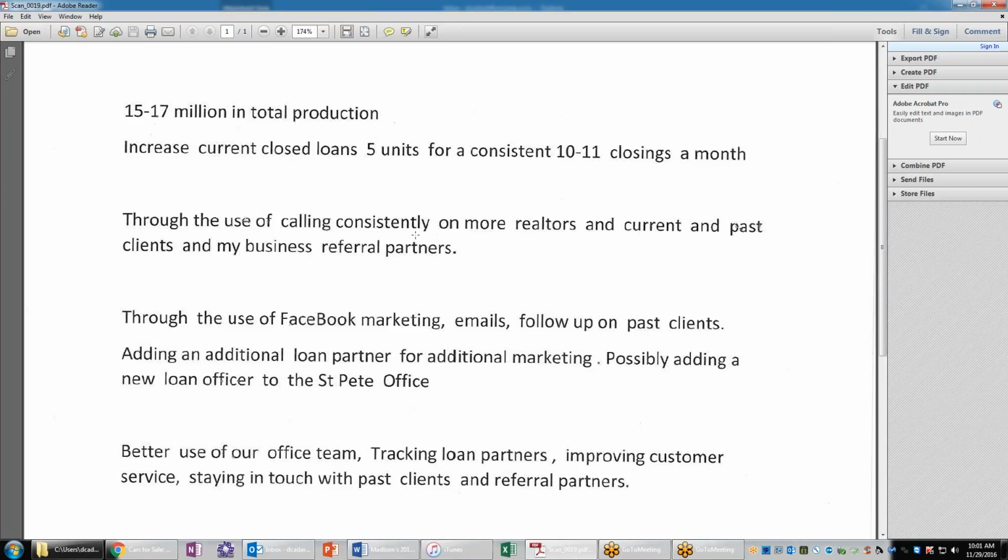Yep. So if we're looking at 10 to 11 units a month, we would have to surmise that you are looking at generating anywhere between 25 to 35 leads a month. You got it. That's what I'm on. Okay. 25 to 35 leads a month.